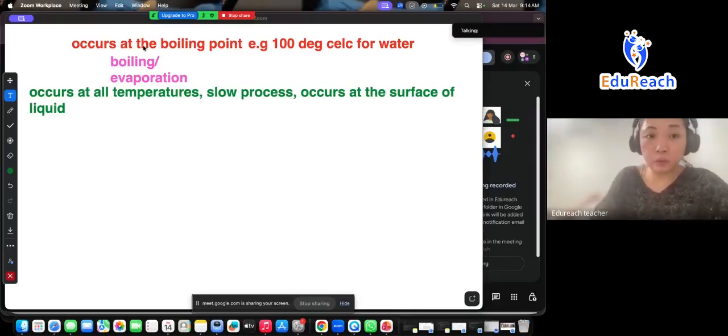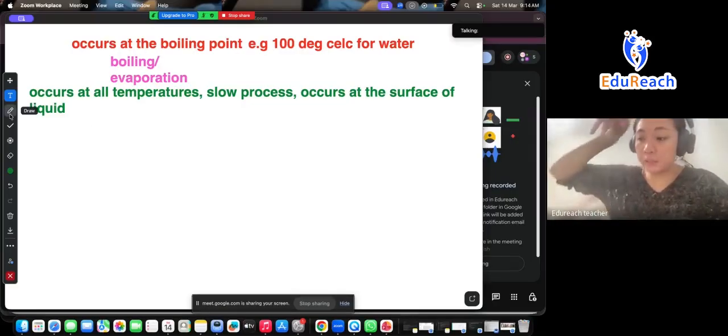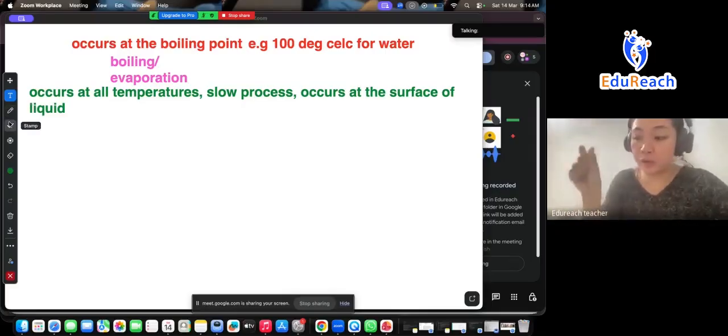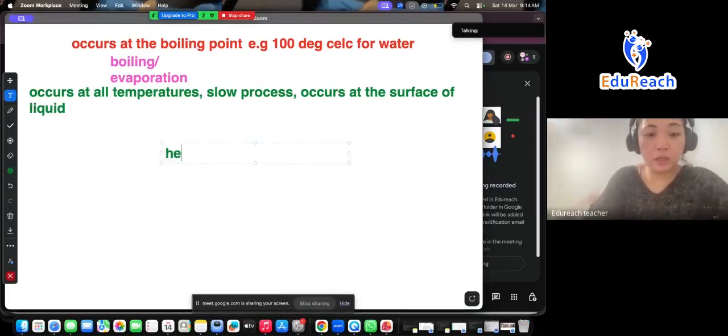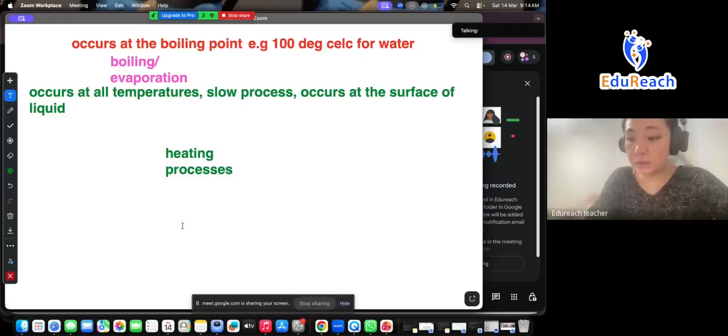So can you write down somewhere in between melting and boiling, evaporation, there's a tiny space there. Just write down heating processes. Then at the bottom, in between freezing and condensation, there's a tiny bit of space. In between and slightly below that, you can write down cooling processes. Just so that you know there's a difference between these two.